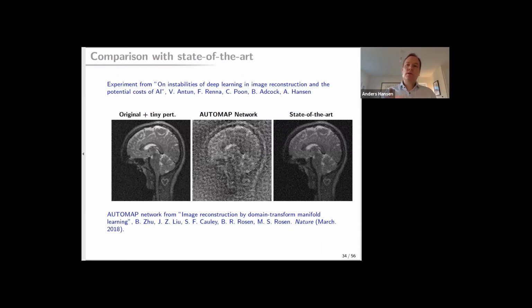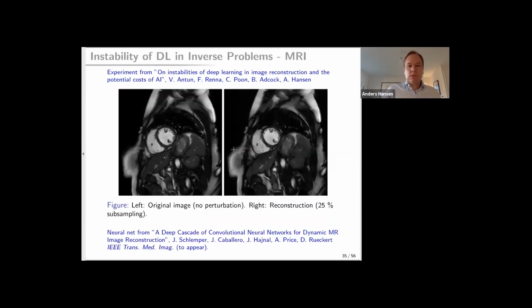And this may not be a complete surprise, given that we just discussed how very unstable it is in the case of image classification. Now, you see, this is not one particular issue. It's much more of a universal issue. And I'm going to show you another experiment here with a completely different AI.